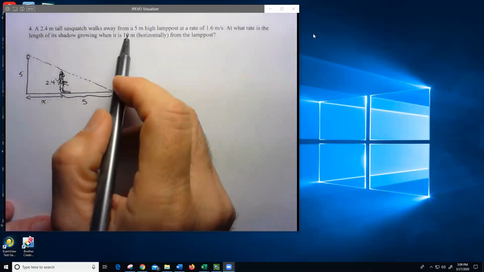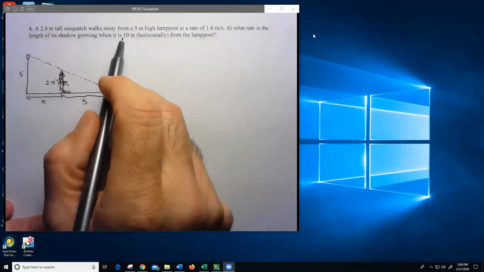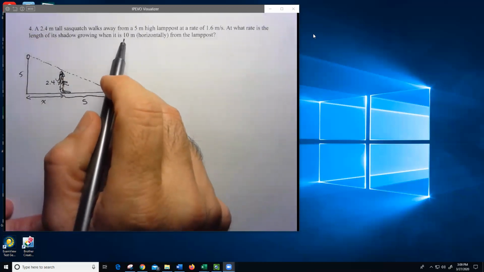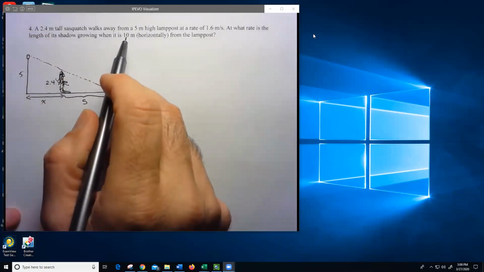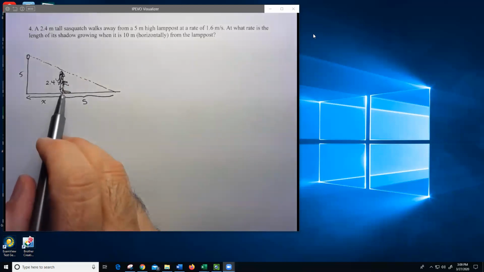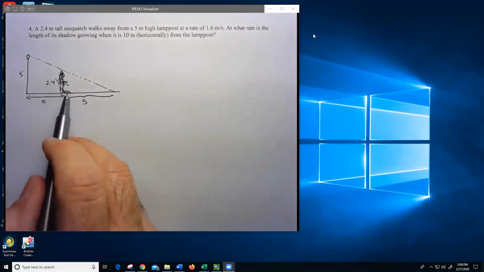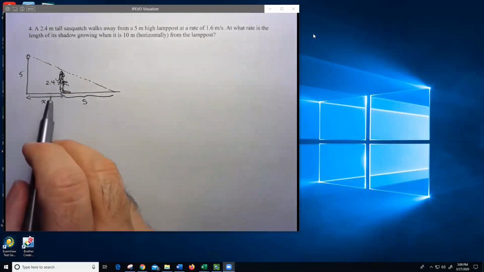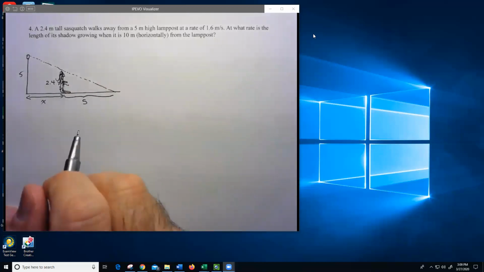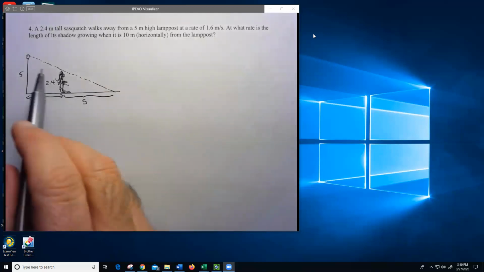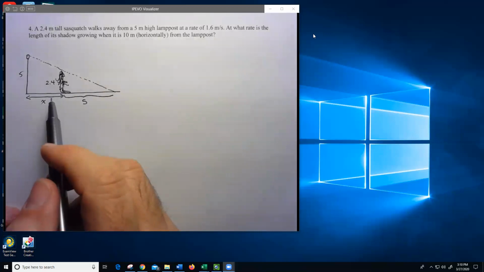Am I going to put this 10 meters into my diagram? No, because this is at a particular moment in time. When it is 10 meters from the lamppost, it's only 10 meters away from the lamppost at one particular instant in time. Okay, so I'm not going to add it in. That's only going to come in once I've taken my derivative. Okay, so again, hey, I see triangles. Not only see triangles, I see lots of triangles.